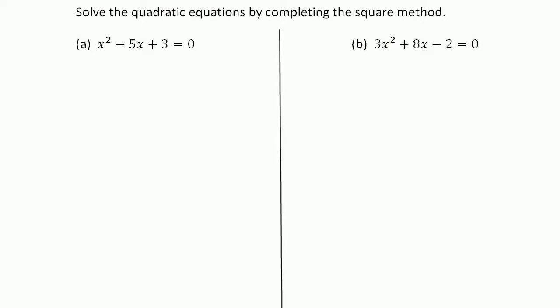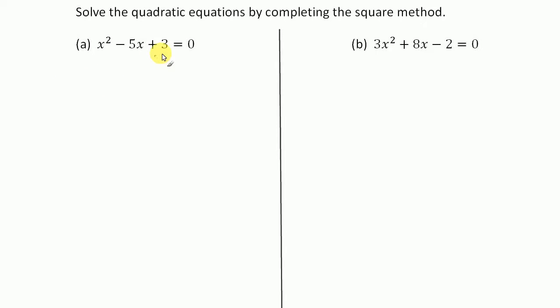Hi, in this lesson I'll show you how you can solve quadratic equations by using the completing the square method. Let's start with question A. We have x squared minus 5x plus 3 equal to 0.